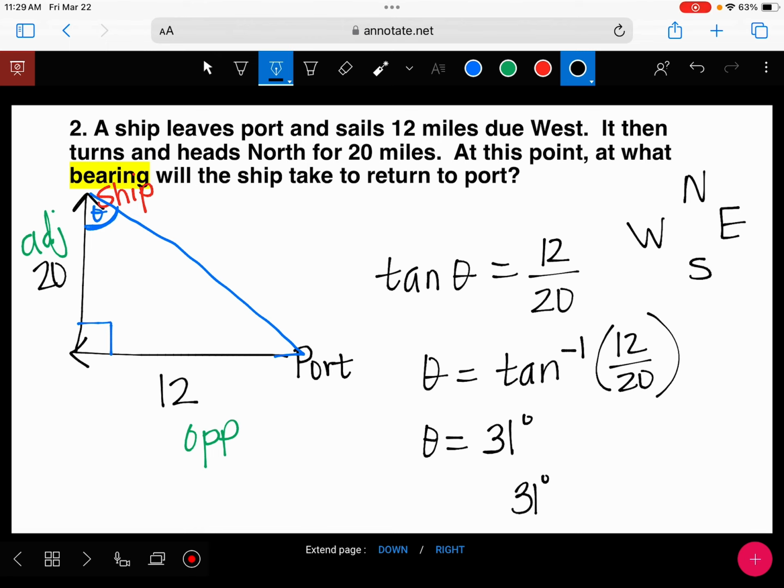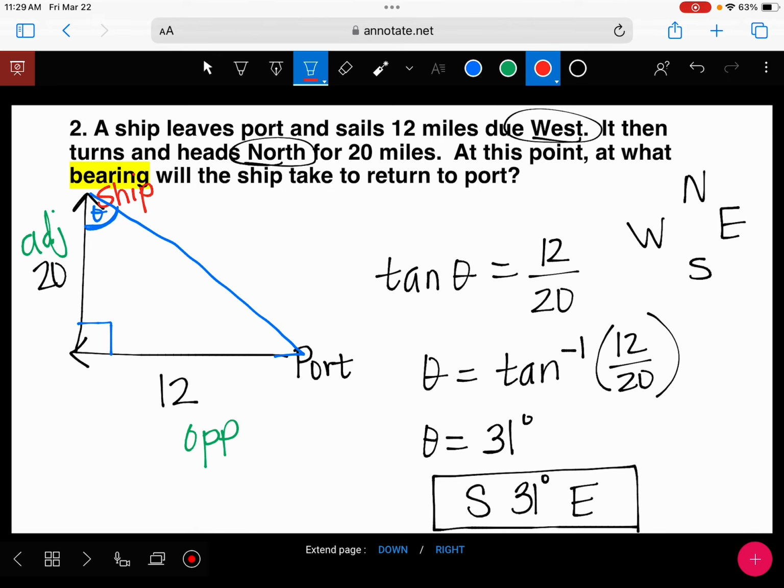And what's my direction? Because we started off going north and west, the opposite would be southeast. Good. So we have south and then our east. And that is our bearing.